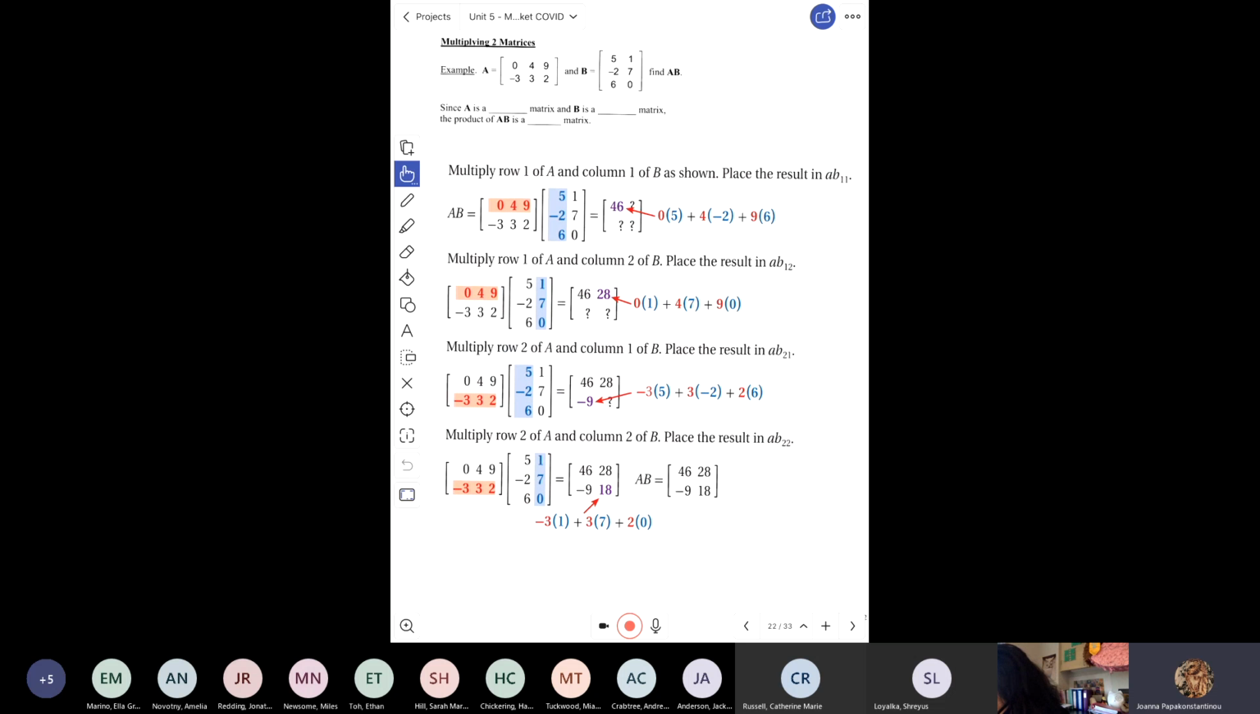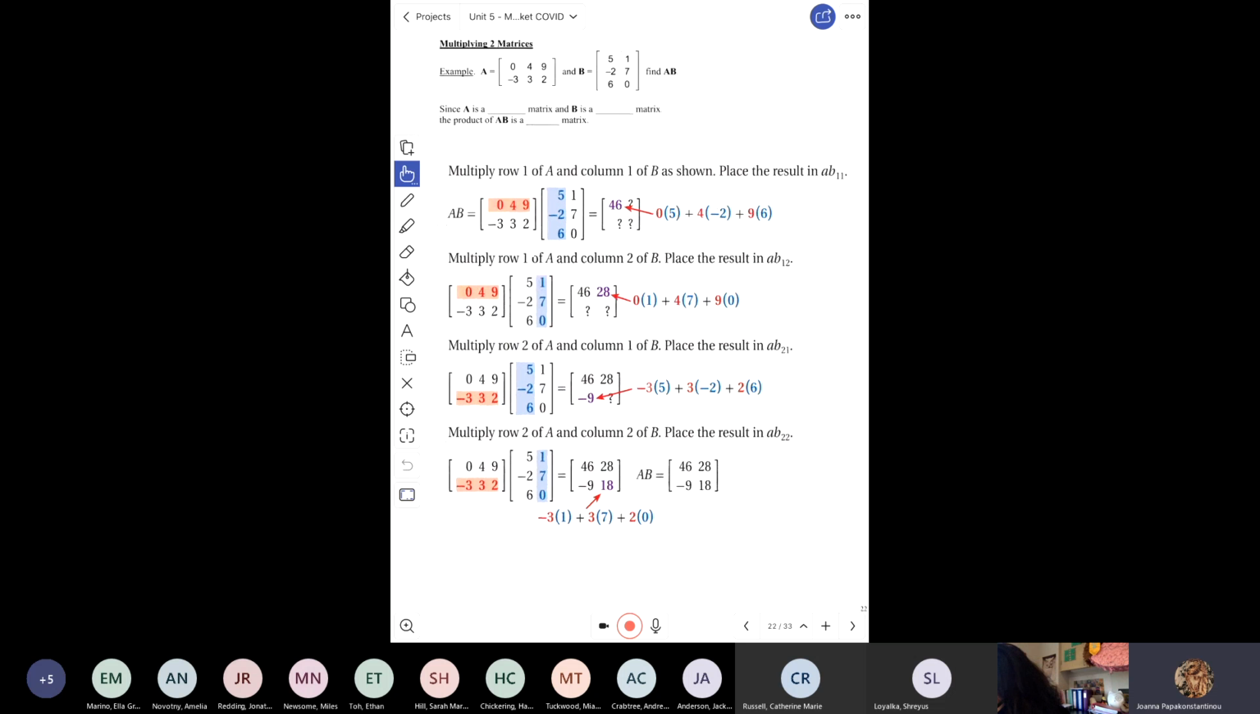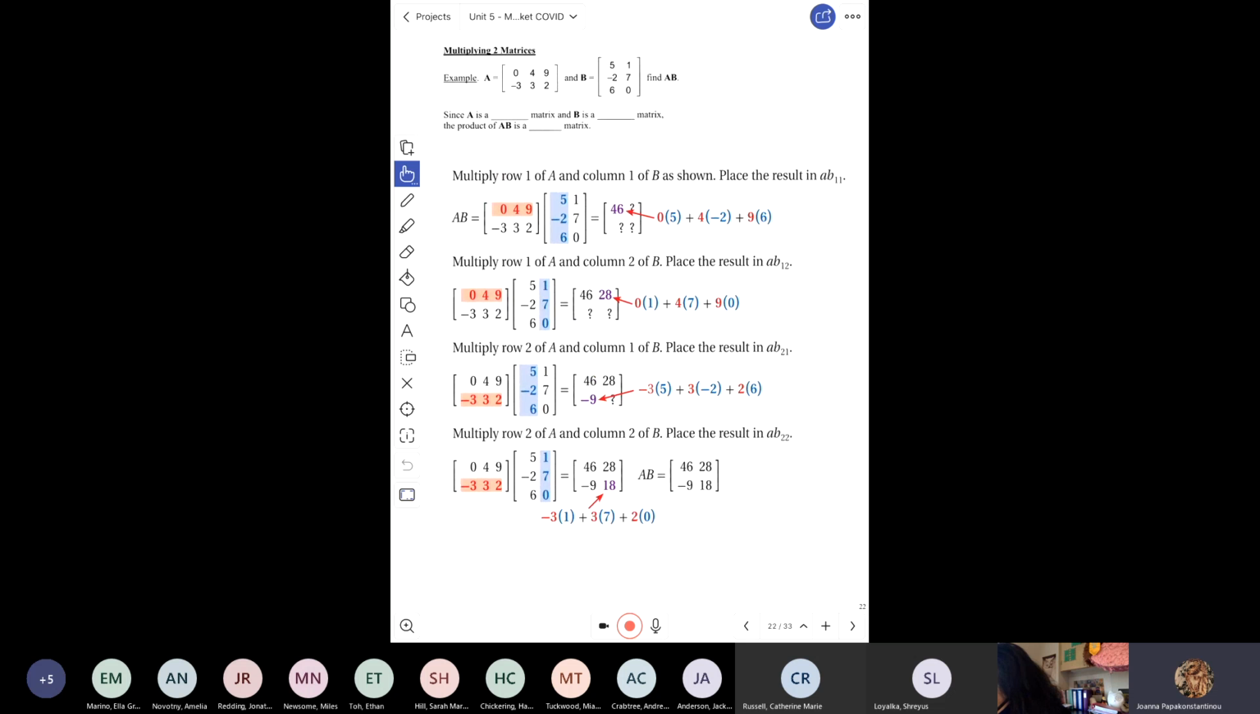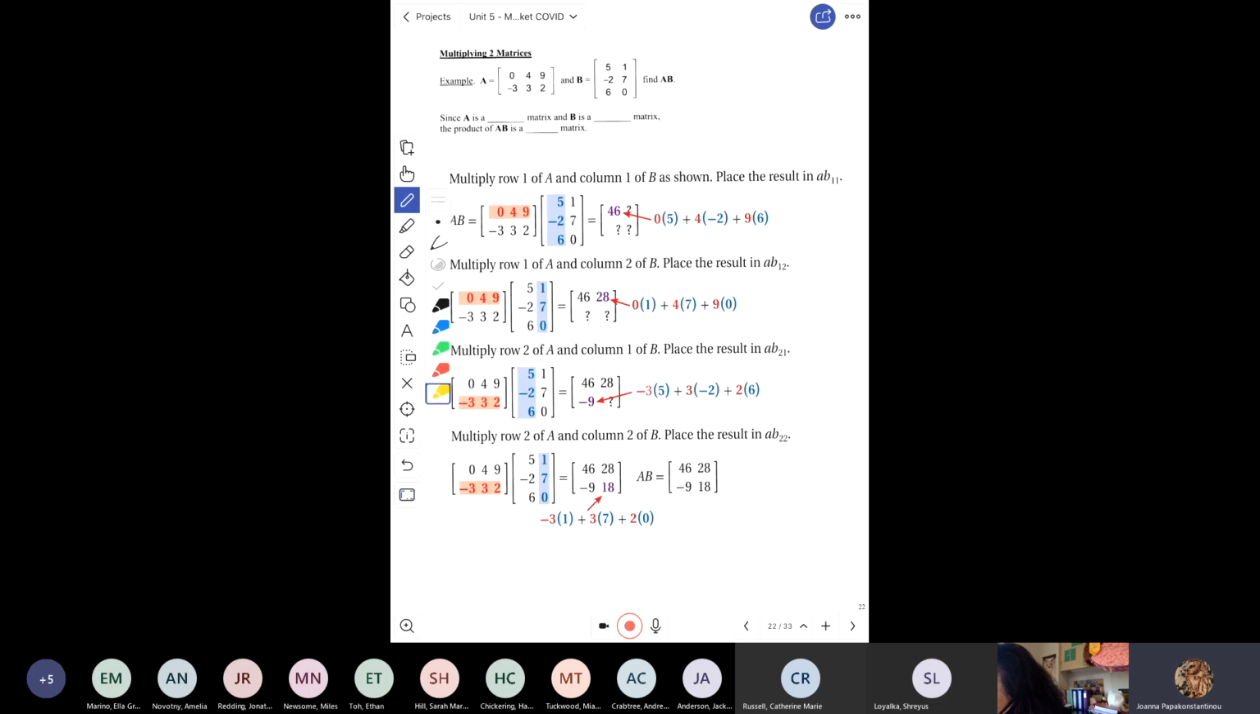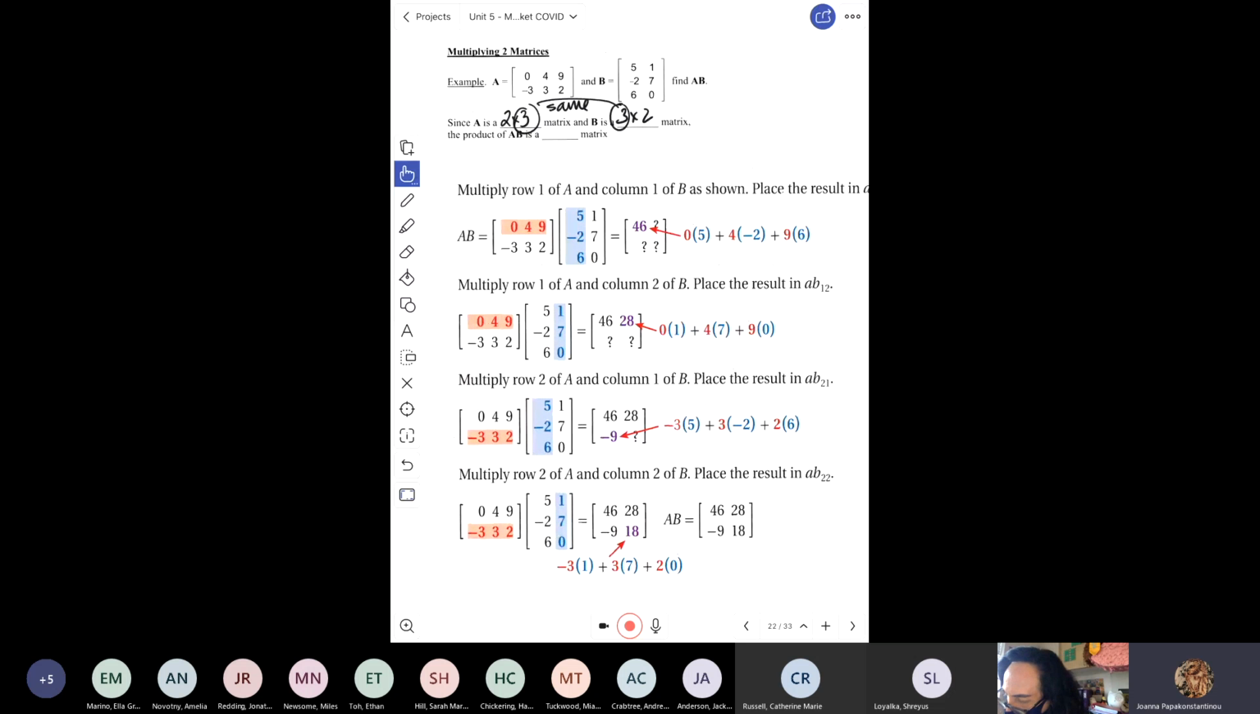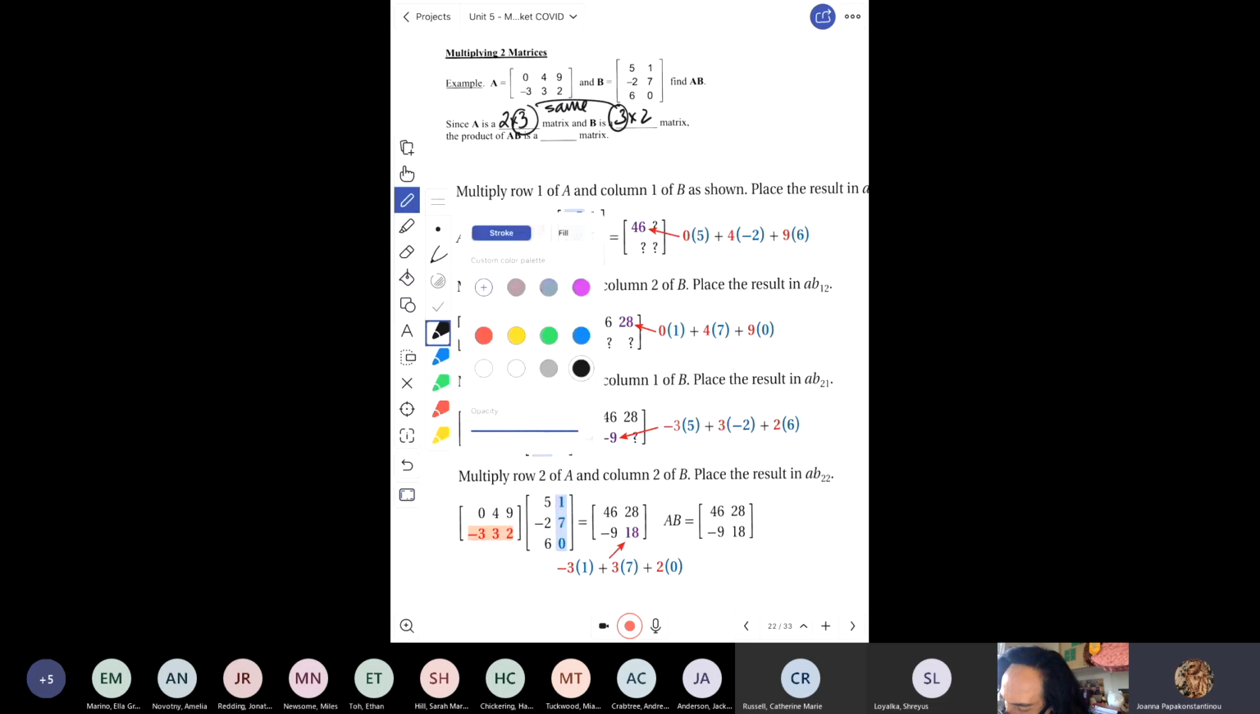Okay. You have been given two matrices. Let's explore the order of each. A is of what order? B is of what order? Can I multiply these two matrices together? Yes, since these two numbers are the same, I can multiply. What is the order of the product? It is going to be a 2 by 2 matrix.